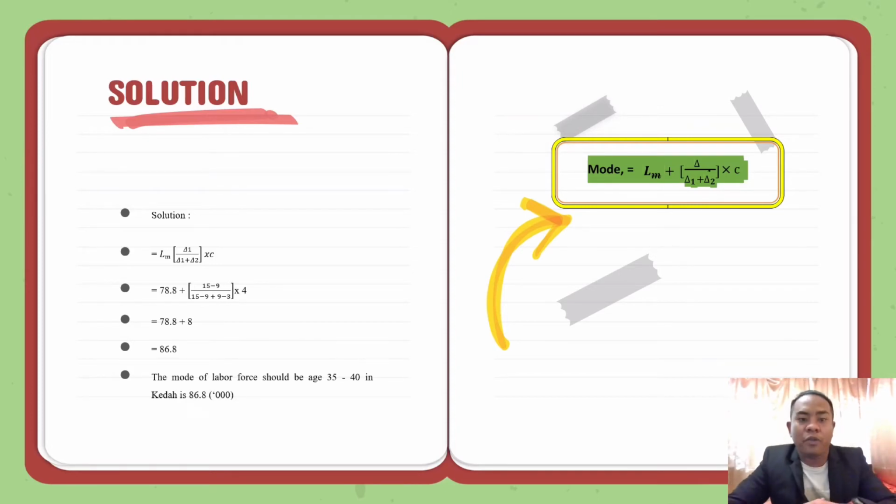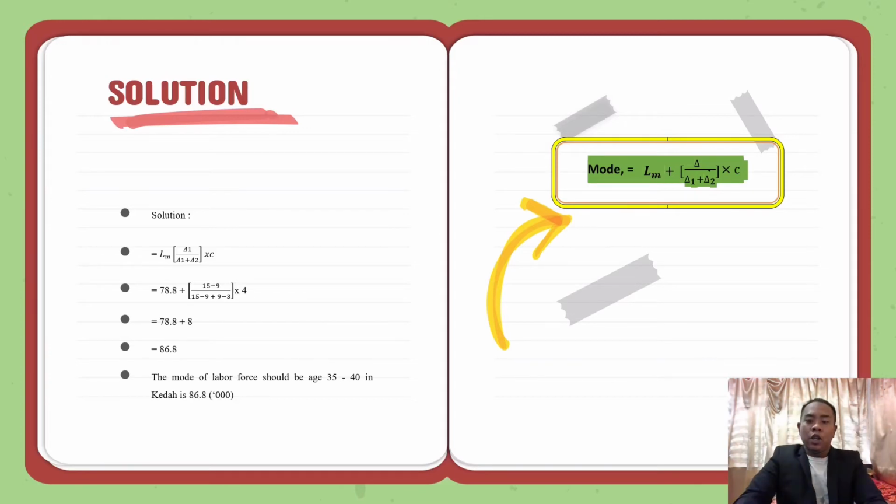So the mode of the labor force aged 35 to 40 in Kedah is 86.8 thousand. So that's all from me.